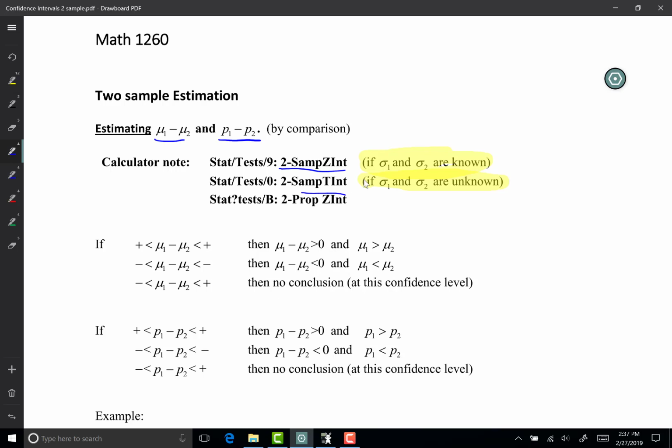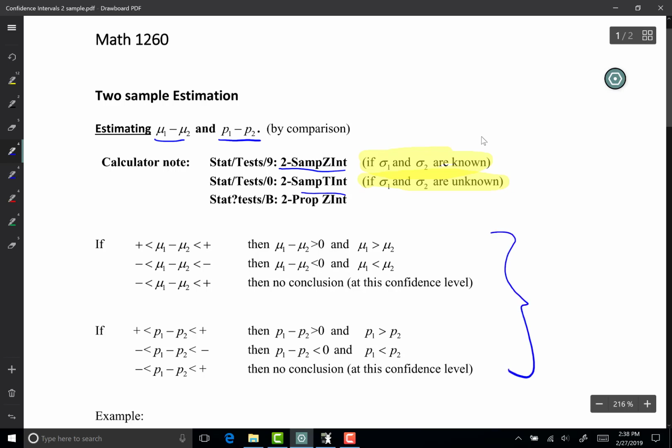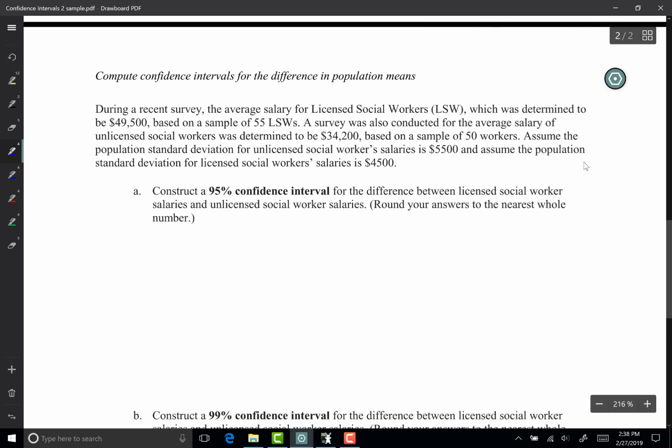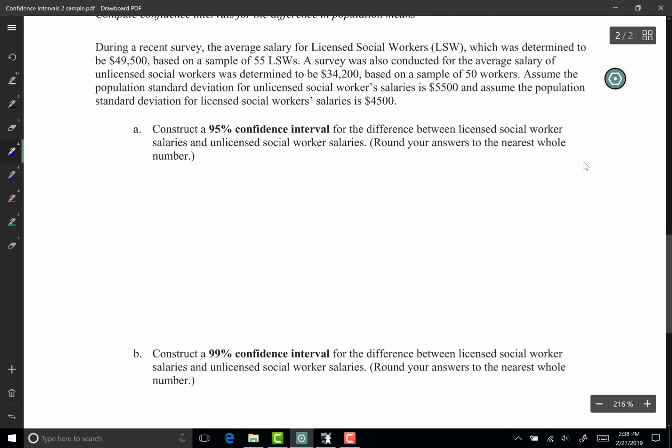Or we can have two proportions. That's dealing with qualitative data. We're going to come back and look at this in just a minute and talk about how we interpret some of these examples. Let's look at the bottom one for our first example here.